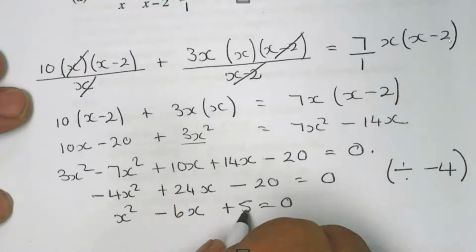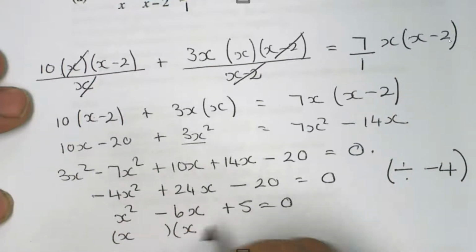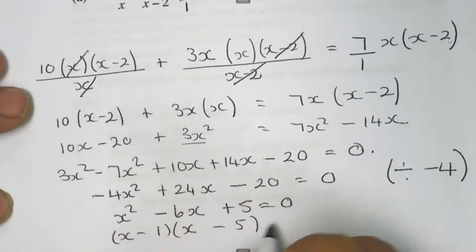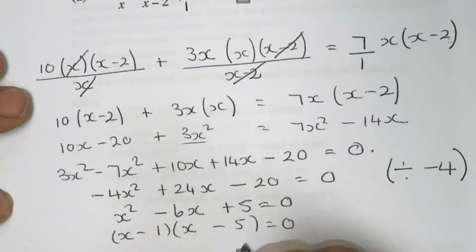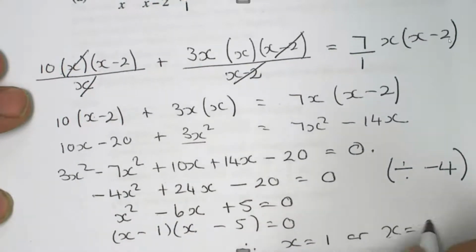And to get the factors of this, the factors of x squared is x multiplied by x. The factors of 5 is 5 and 1, same sign, both negative. So therefore we can say that x is equal to 1 or x is equal to 5.